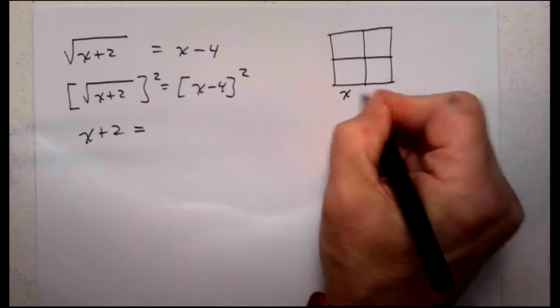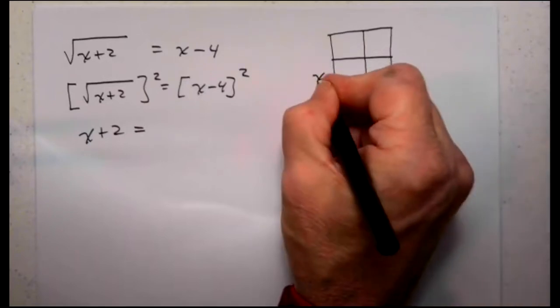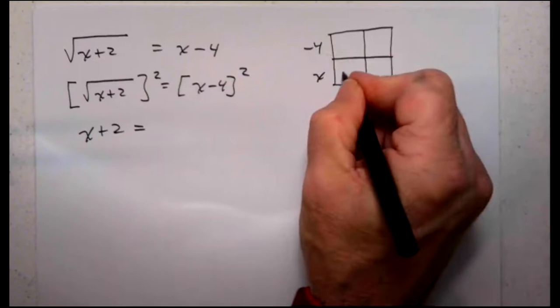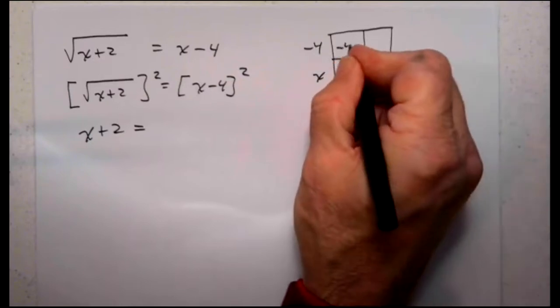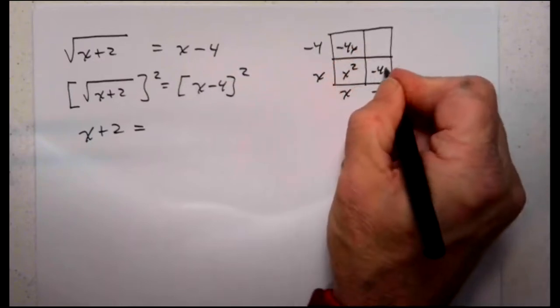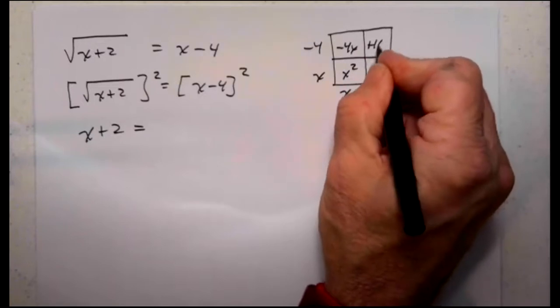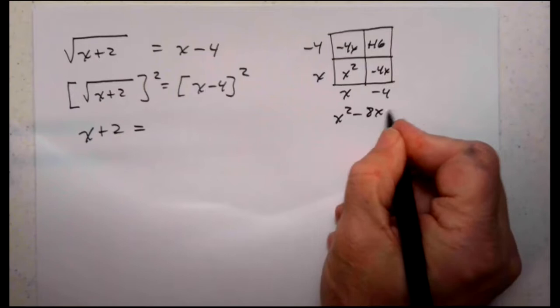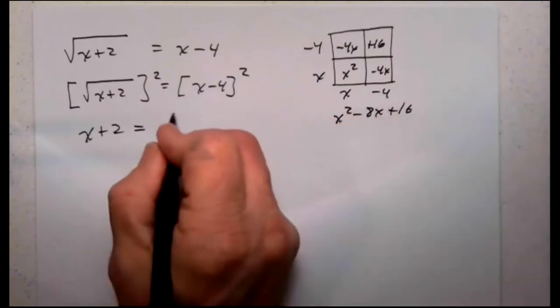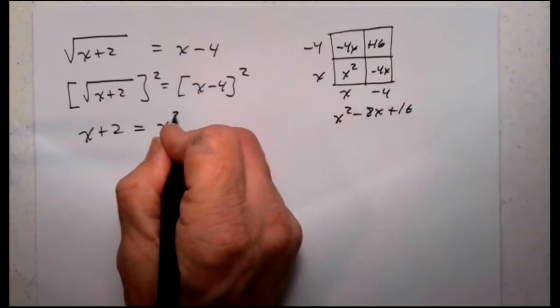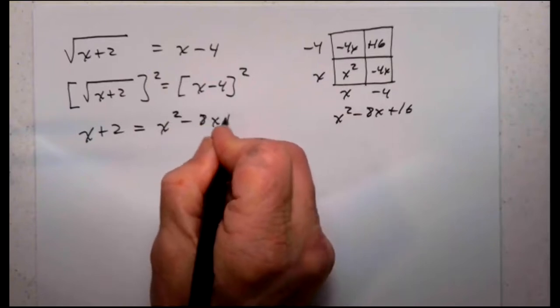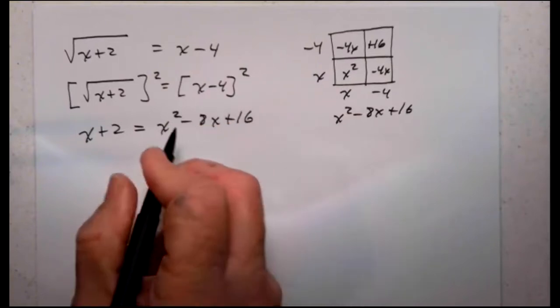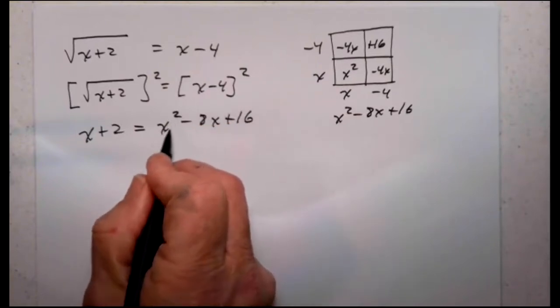X minus 4 times x minus 4. X times x is x squared. Minus 4x minus 4x plus 16. So I get x squared minus 8x plus 16 here. So this is a quadratic equation. I know that because it's x to the power 2.